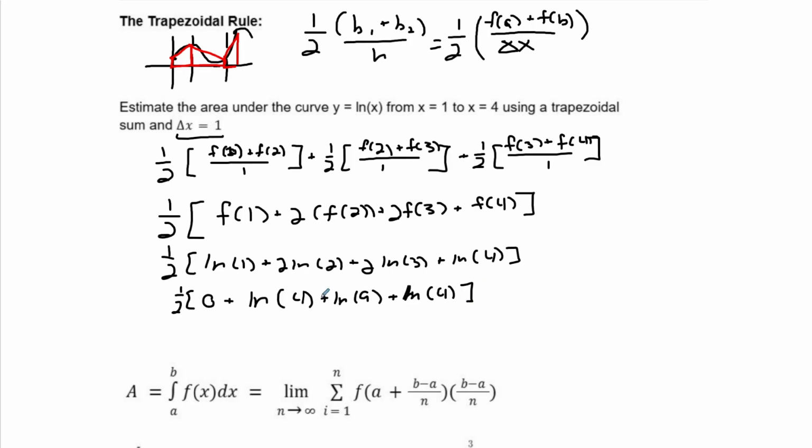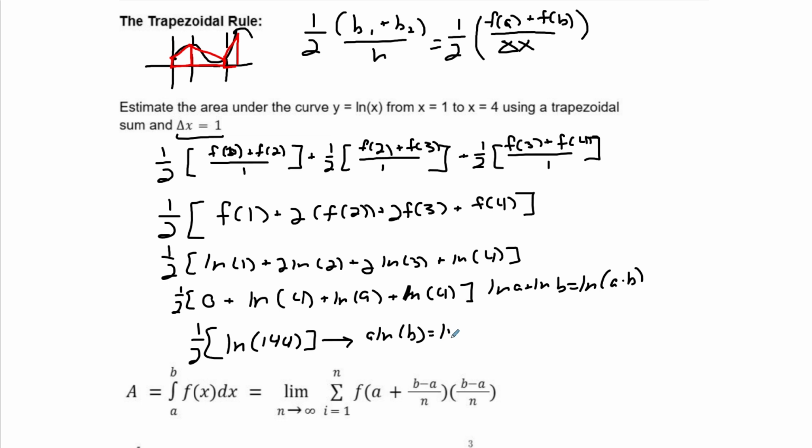We could then expand this or fix this by saying that this is 1/2. We could use our rules that ln of a plus ln of b equals ln of a times b, right? So we would do 16 times 9, which is going to be 144, right? So ln of 144. And then finally, we can simplify this once more by saying that a ln of b is going to equal ln of b to the a power. So we could write this as ln of 144 to the 1/2 power, which is ln of the square root of 144. So it would be ln of 12, right? So that would be our answer here.